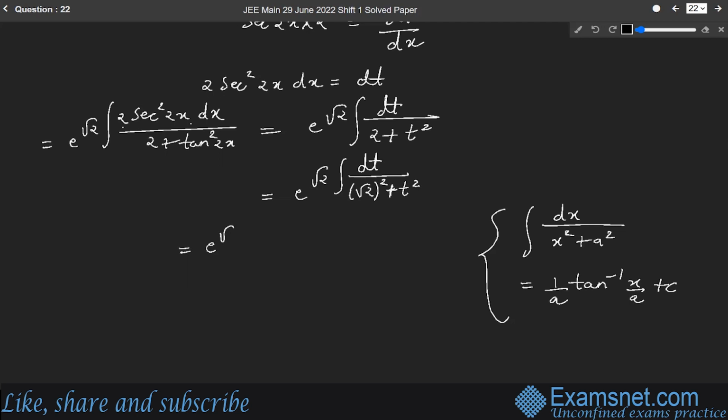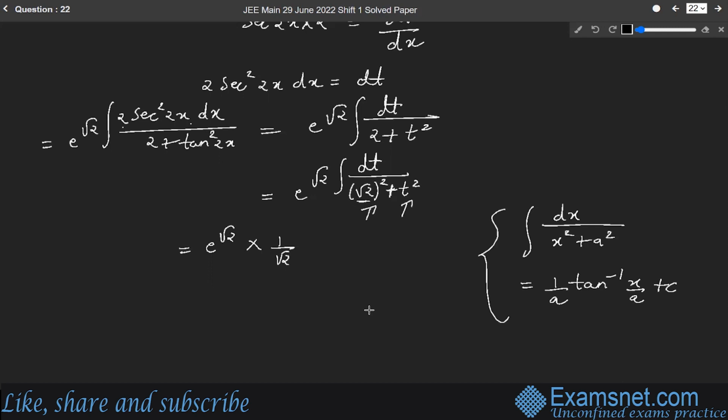So it will be e power root 2 into 1 upon a. What is a? It is root 2. Here a is root 2 and x is t. So it will be equal to 1 upon root 2, which we are taking outside since it is a constant. And remember that the formula for integral of dx upon x square plus a square is 1 upon a tan inverse x upon a plus c. Now we have to use this formula.